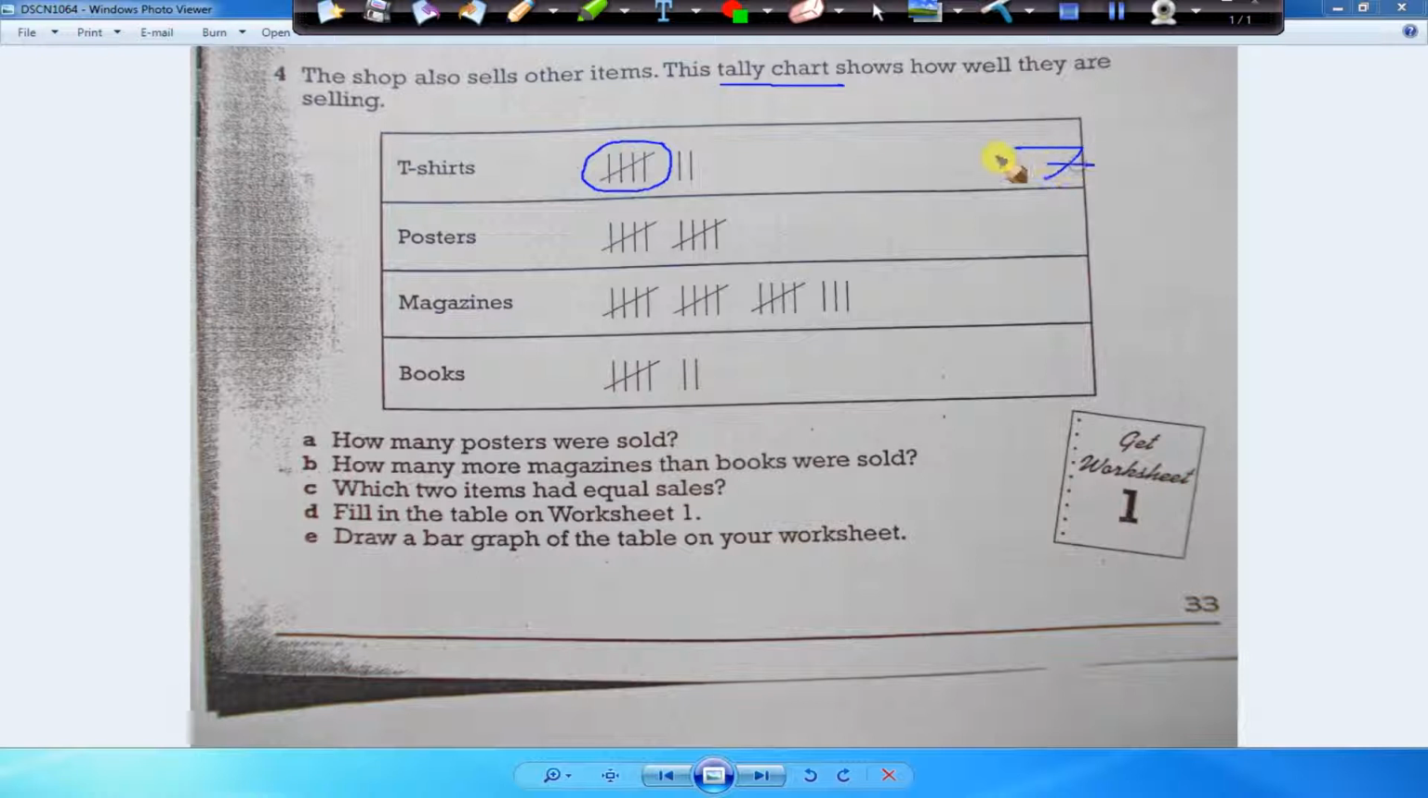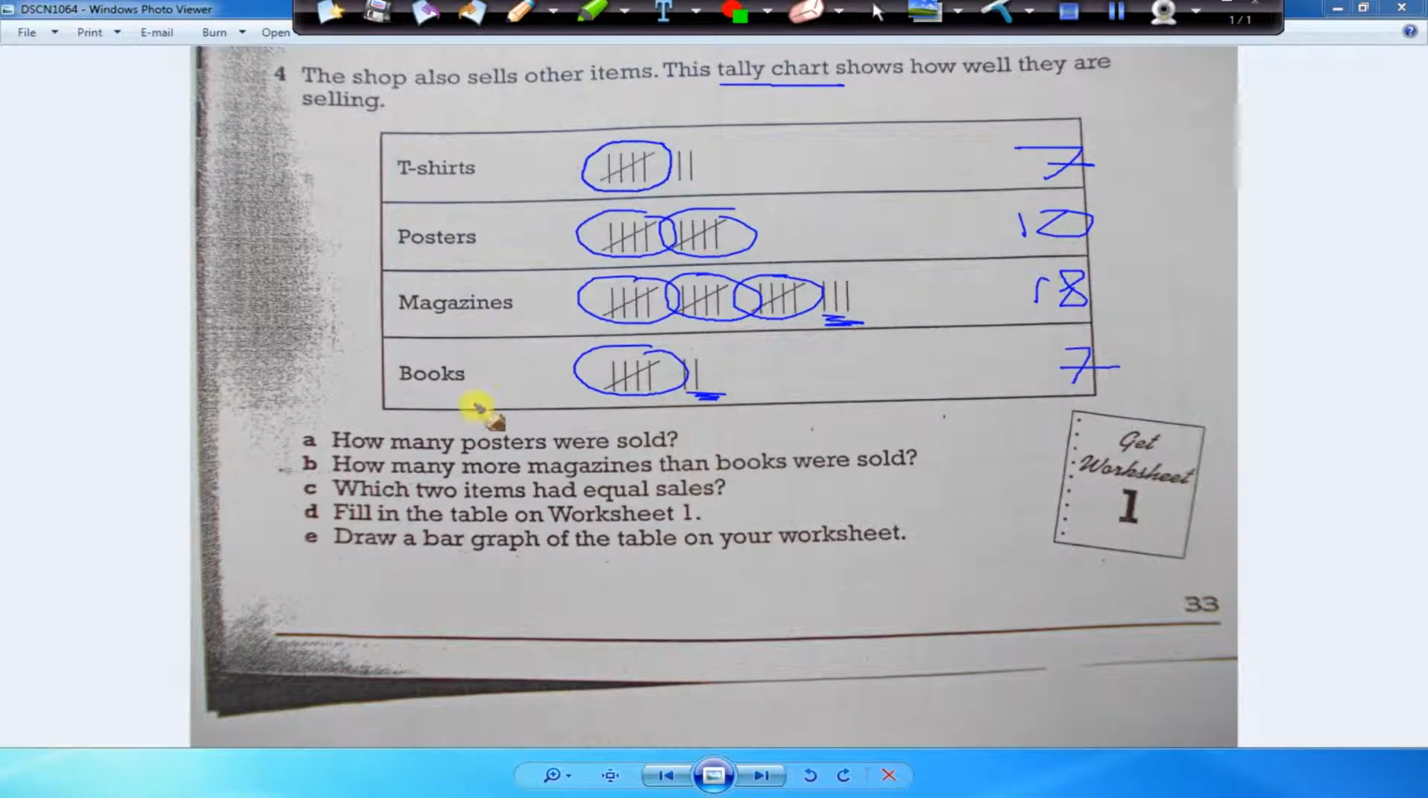Okay, the next one, please. How many posters? We've got 5 here and another 5. So that gives us 10. Okay, next one, let's have Maryam. There. We have 5, 10, 15, 18. Excellent, Maryam. Well done. Okay, let's have books. Urwa, can you read it for books for me, please? 7. We've got 5 here and another 2 here. That also gives us 7.